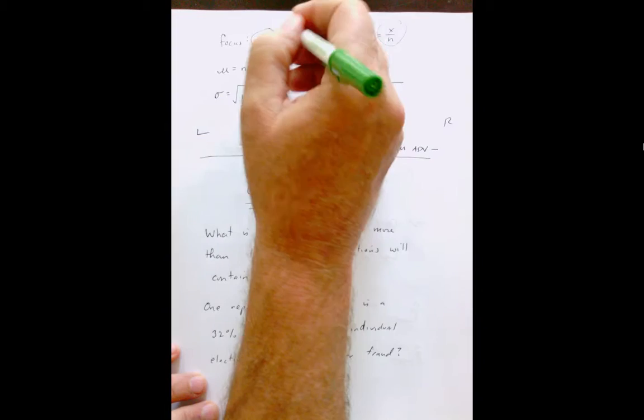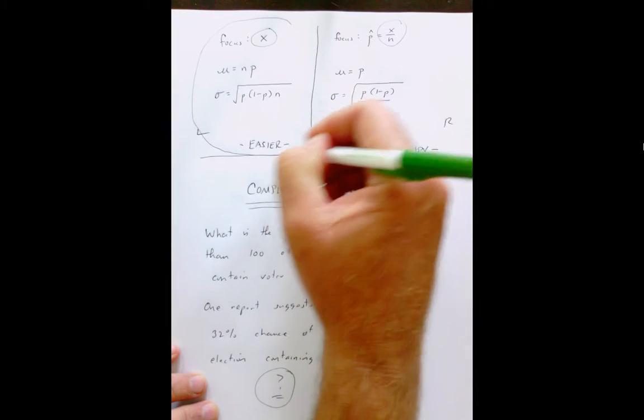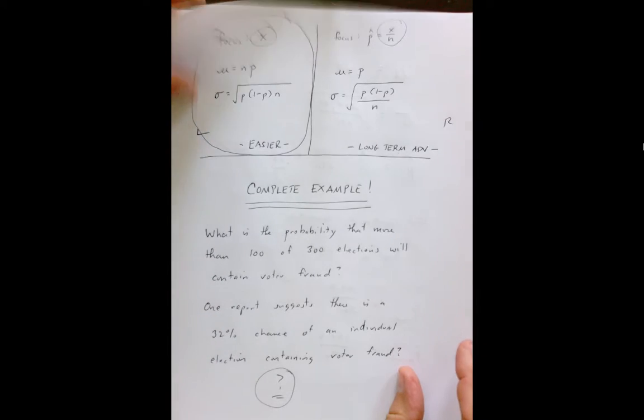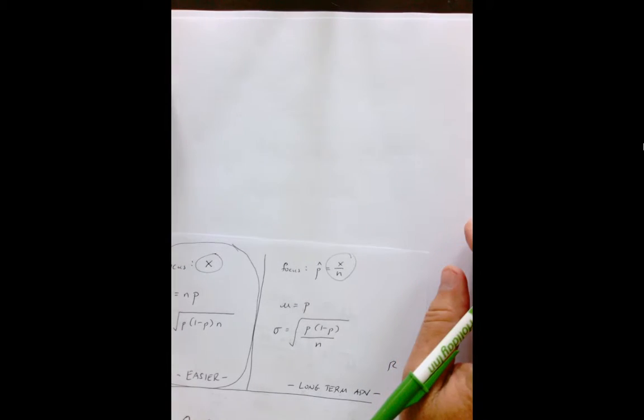So I'm going to make the decision right now that I'm going to live here. So my focus is on X, which is, let me get this paper set up here where it looks better. My focus is on X, which is the count out of the whole.